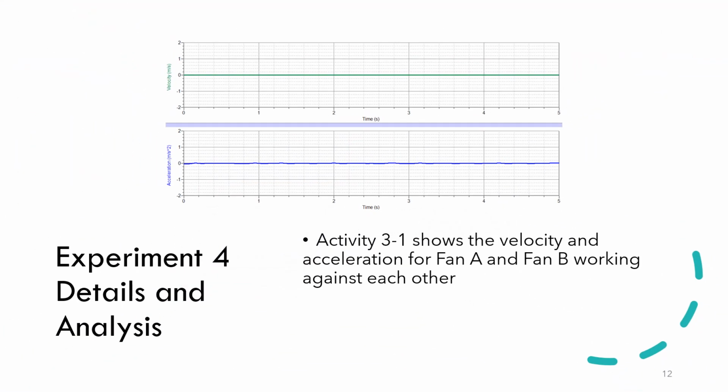We set up activity 3.1 by placing a cart in the middle of the ramp and placing one fan on each end of the cart so the airflow was going in opposite directions. When we turned on both of the fans at the same time, we got the data shown above for the velocity versus time graph and the acceleration versus time graph.